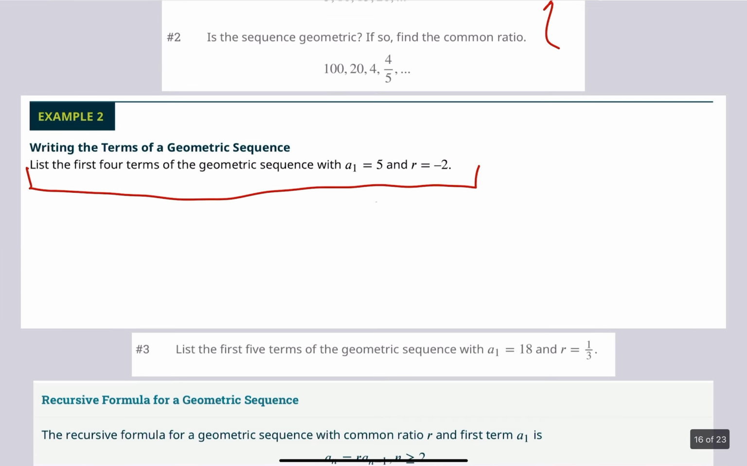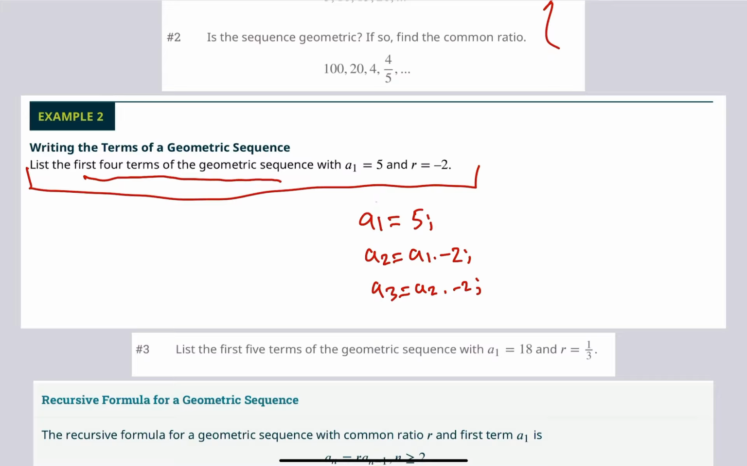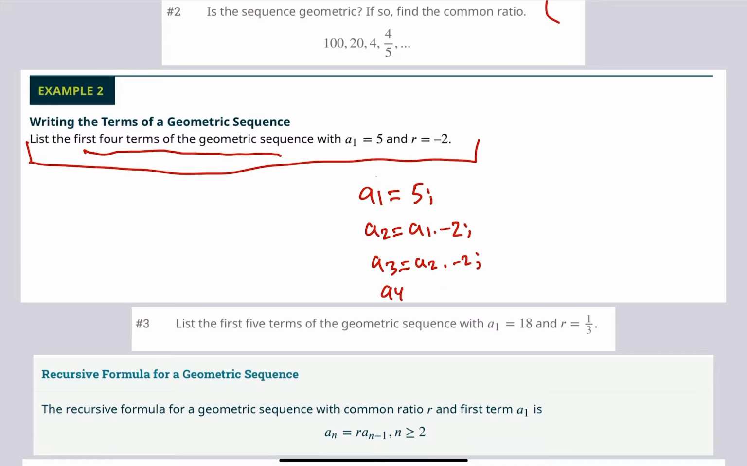So what do I have in this case? List the first 4 terms. Well, you don't really need the formula for now. a_1 equals 5. a_2 equals a_1 times negative 2. a_3 equals a_2 times negative 2, and a_4 equals a_3 times negative 2.